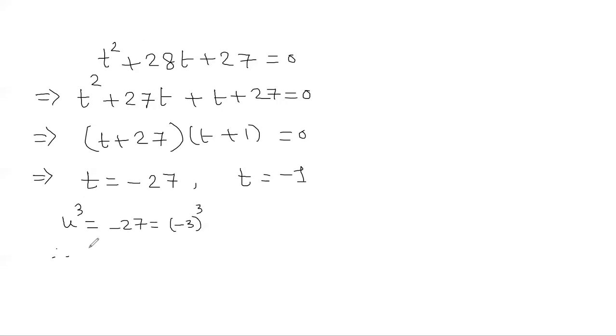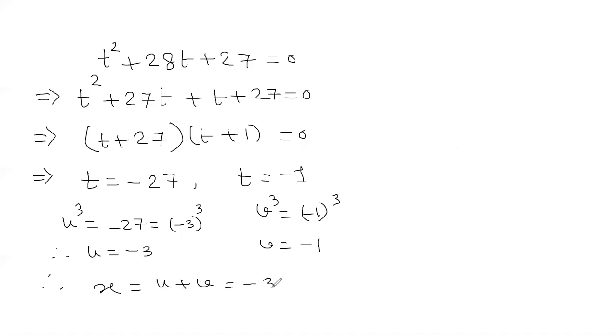Okay, so what is u? I can take the first possible value of u as minus 3, and here let v cube be equal to (minus 1) whole cube. Okay, so our v is equal to minus 1. So what is our x then? We started with x equal to u plus v. So u plus v we can take as minus 3 minus 1, that is equal to minus 4, right? So we got one possible root of the given cubic equation, which is x equal to minus 4.